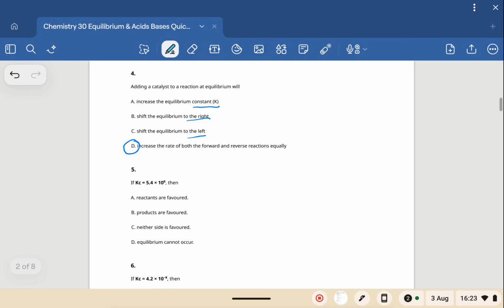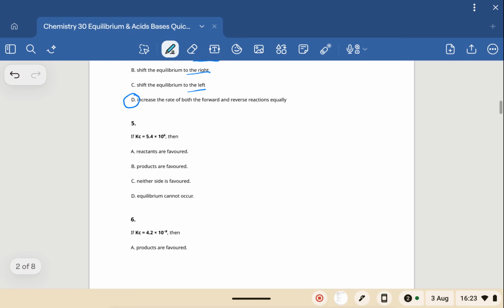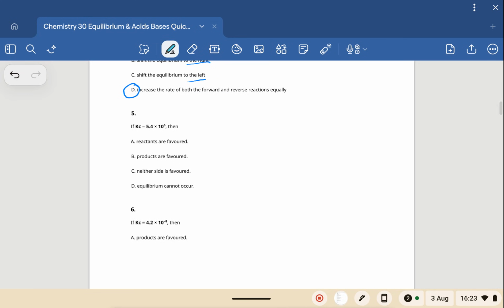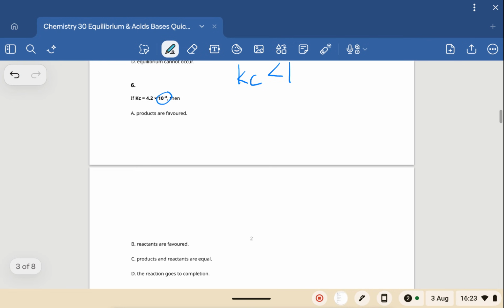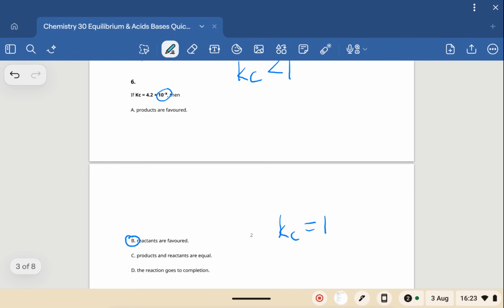Number 5 is showing that you understand the Kc expression. So if your Kc is greater than 1, your products are favored. So this one is greater than 1, so products are favored. If your Kc expression is less than 1, your reactants are favored. So in question 6, because we have a very small number with this negative exponent, we are going to choose B. And if your Kc is equal to 1, just to add on here, that means nothing is favored. So the reactants and the products are going back and forth at the same time, essentially.